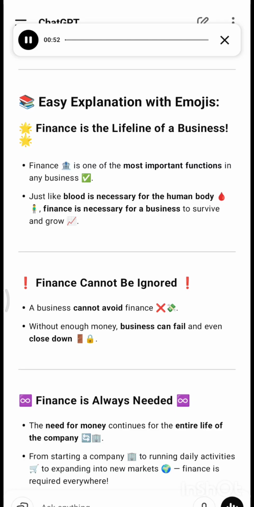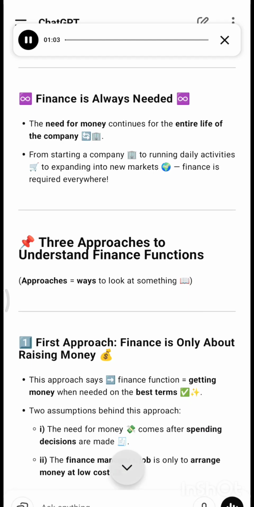Finance cannot be ignored. A business cannot avoid finance. Without enough money, business can fail and even close down. Finance is always needed. The need for money continues for the entire life of the company. From starting a company to running daily activities to expanding into new markets, finance is required everywhere.